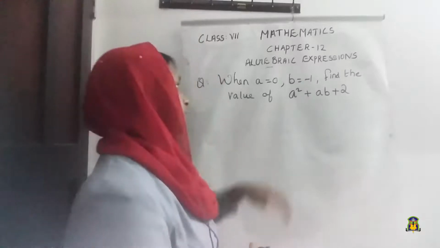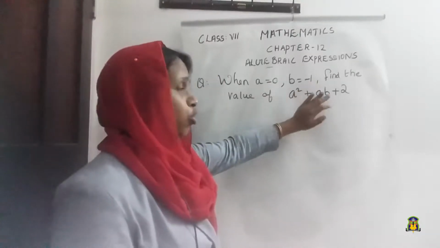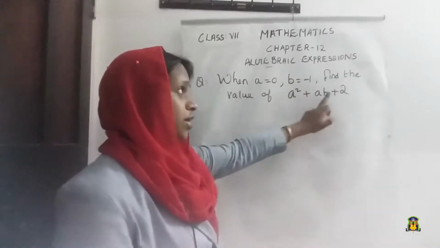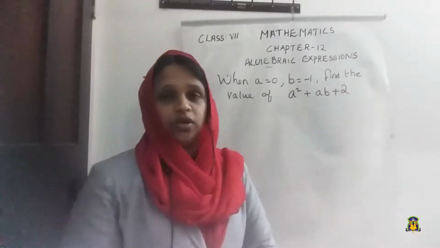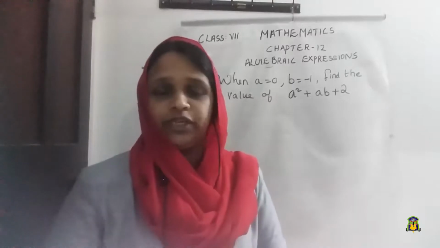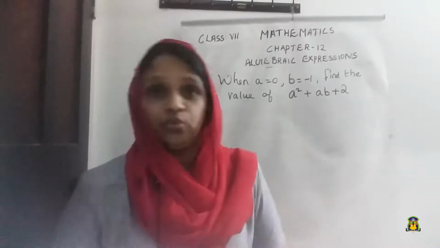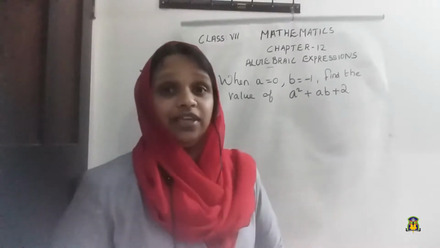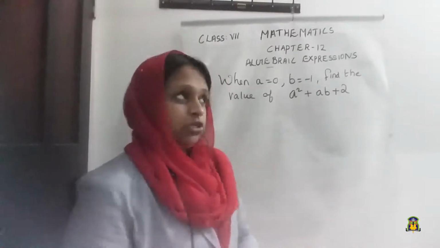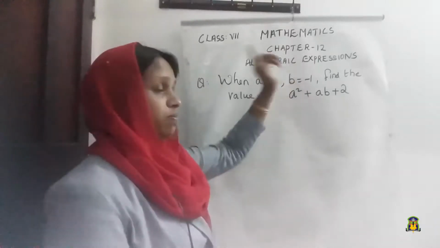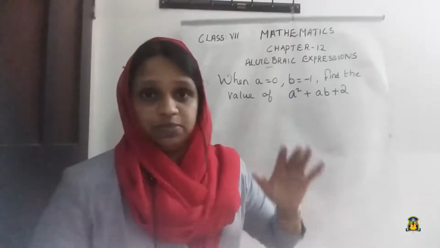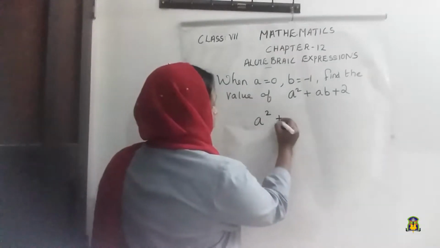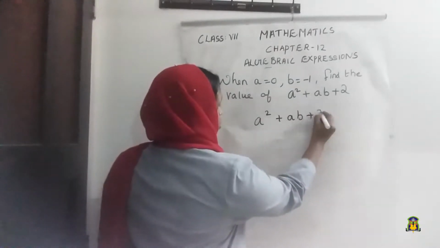Next question. When a equal to 0, b equal to minus 1, find the value of a square plus ab plus 2. The last question, there is only one variable. Here we are dealing with two variables. Okay, so in this expression there are two variables. What are they? A and b. So for that a equal to 0 and b equal to minus 1. We want to substitute the value. Okay, so we can take the expression first. That means a square plus ab plus 2.